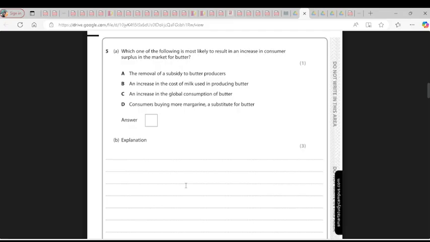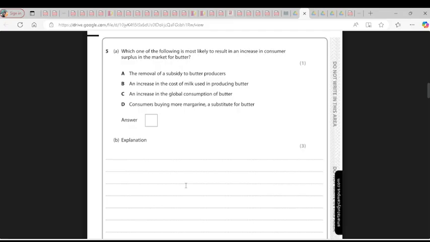They said the removal of subsidy to butter producers. If subsidy is removed, the cost of production would increase, and that would reduce consumer surplus. It's not A. Are you with me? Yeah, I'm with you. An increase in the cost of milk used in producing butter. If there's an increase in the cost of milk, it will also increase the cost of production, which means consumer surplus and producer surplus will fall. It's not B. An increase in global consumption of butter. Yes, it is C. So why is it C?